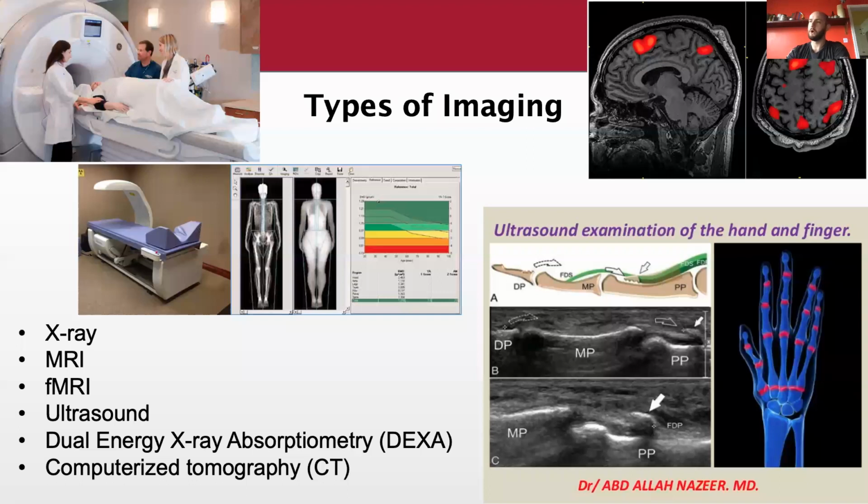So let's briefly go over a couple different types of imaging. Everyone knows what an X-ray is by now. Really great for looking at bone. MRI, so magnetic resonance imaging. You can see an example of this in the top right.